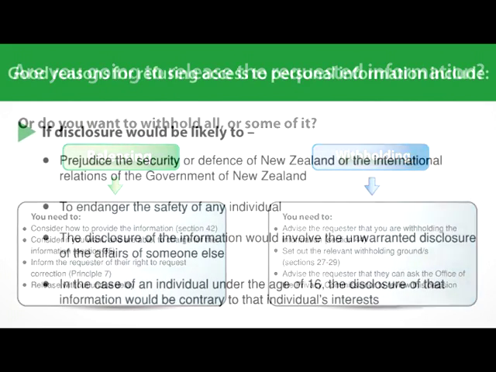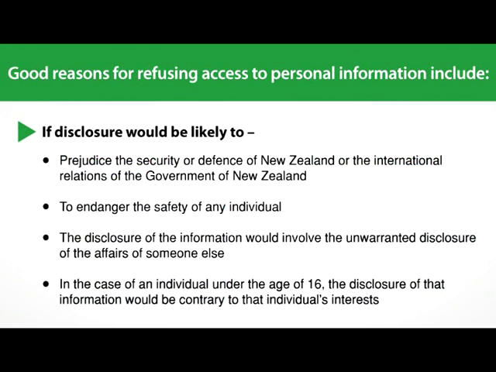29 of the Act. Some of these reasons include that disclosure of the information would be likely to endanger the safety of any individual, the information would involve the unwarranted disclosure of information about another individual, or if after consultation with an individual's medical practitioner, you think it would be likely to prejudice the physical or mental health of the individual.